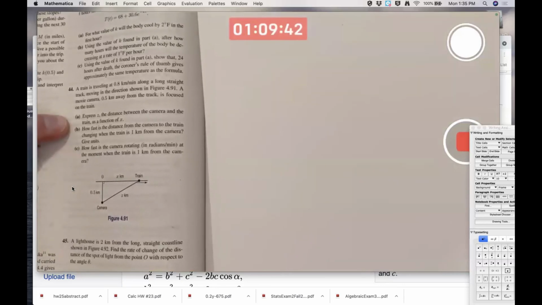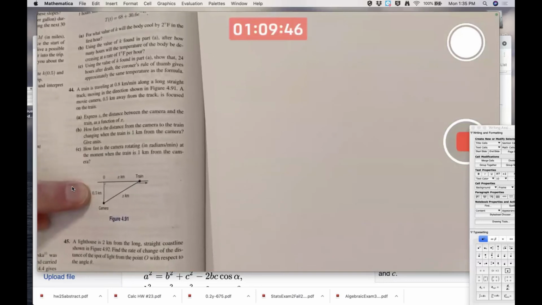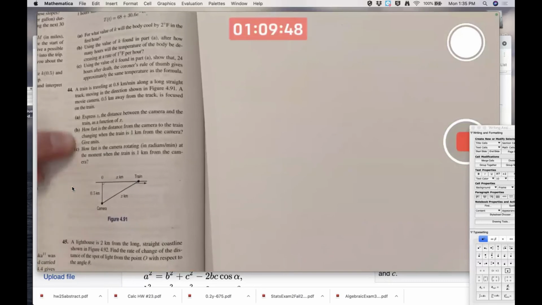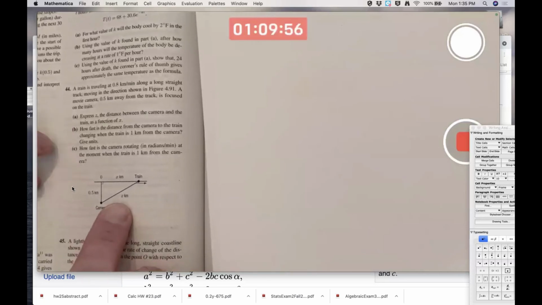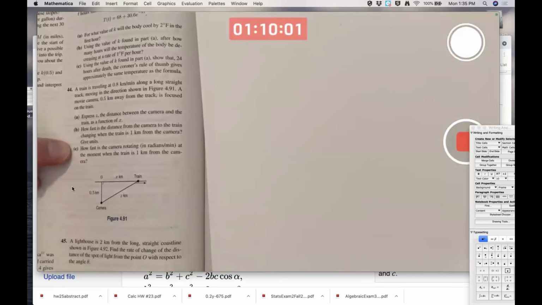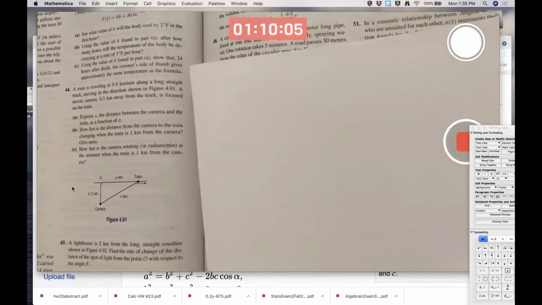Part A, express z as a function of x. Hey, that's a right triangle, use the Pythagorean theorem. Part B, how fast is the distance from the camera changing when the train is 1 kilometer from the camera, I guess when z is 1. And C, how fast is the camera rotating? Interesting. So a couple key things to think about here.